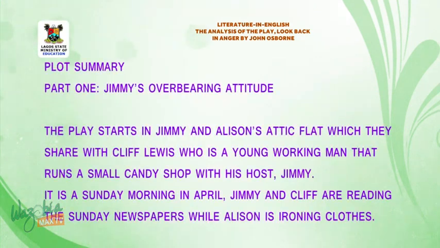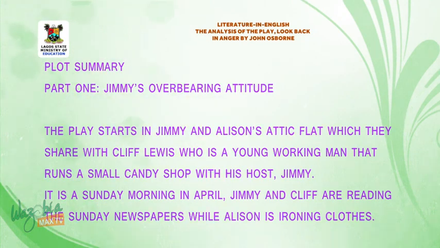Plot summary. In order to make the play easy for you to understand, I divide it into a four-part analysis. Part 1 is titled Jimmy's Overbearing Attitude. The play starts in Jimmy and Alison's attic flat, which they share with Cliff Lewis, who is a young working man that runs a small candy shop with his host, Jimmy. It is a Sunday morning in April. Jimmy and Cliff are reading the Sunday newspapers while Alison is ironing clothes.